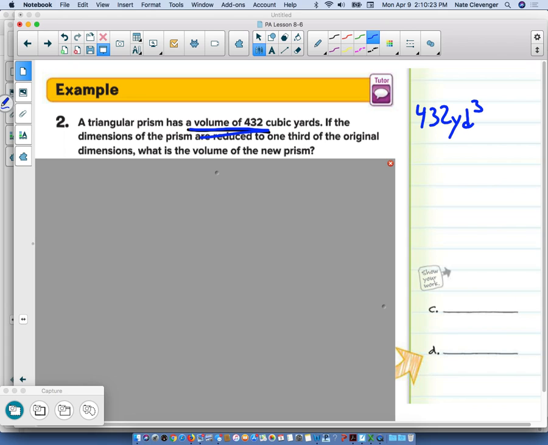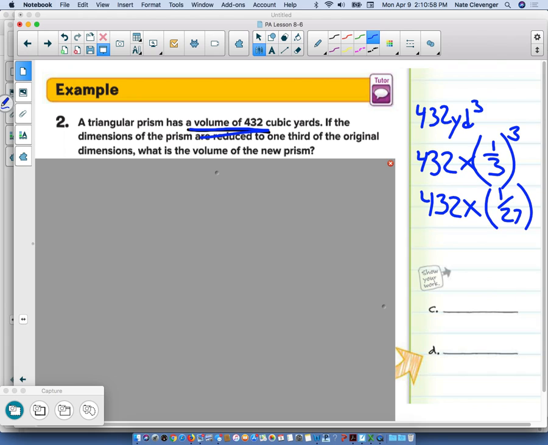And we want to reduce that by 1/3. So we're going to take our 432 times our 1/3, but we're dealing with volume. And we have to measure volume in cubic dimension, right? So we have to cube our scale factor. Now 432 times 1/3 cubed would actually be 1/27. 1 times 1 times 1 on top is 1, 3 times 3 times 3 on bottom, 27.